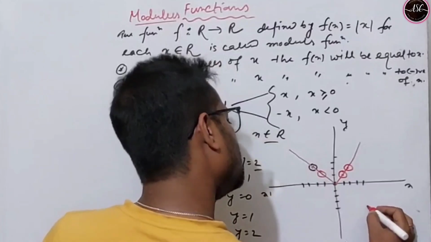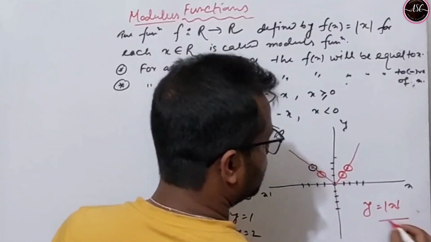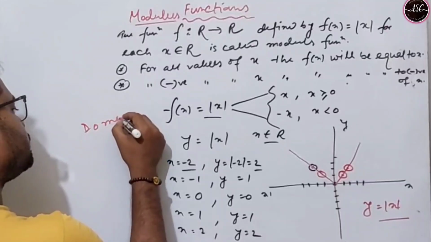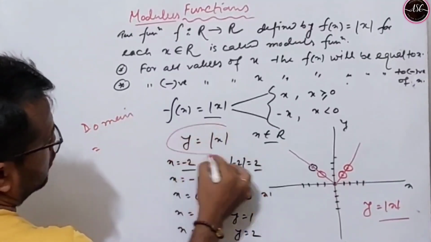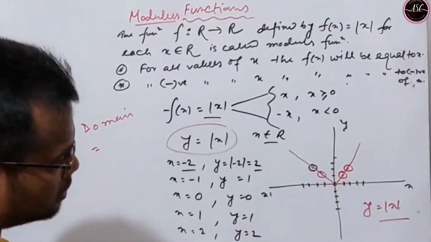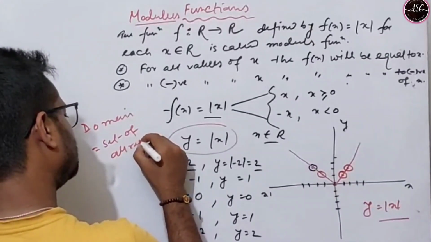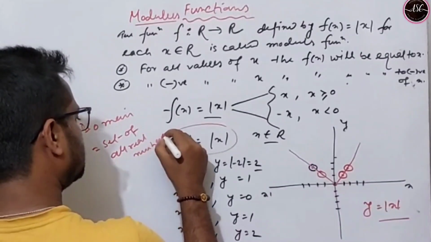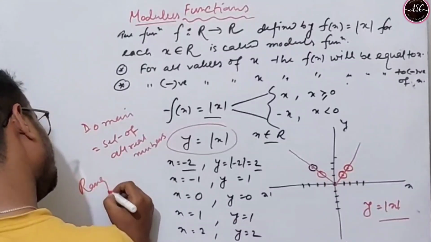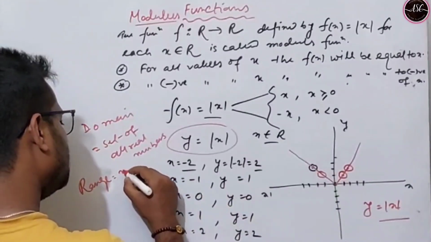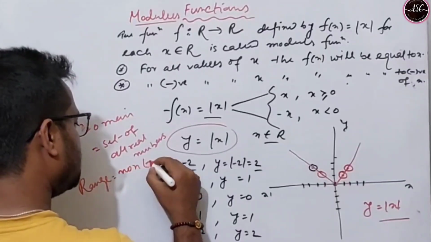This is the graph of y is equal to mod x. This should be remembered all the time. Here the domain of this function will be the set of all real numbers, and the range, what we found, is the non-negative real numbers.